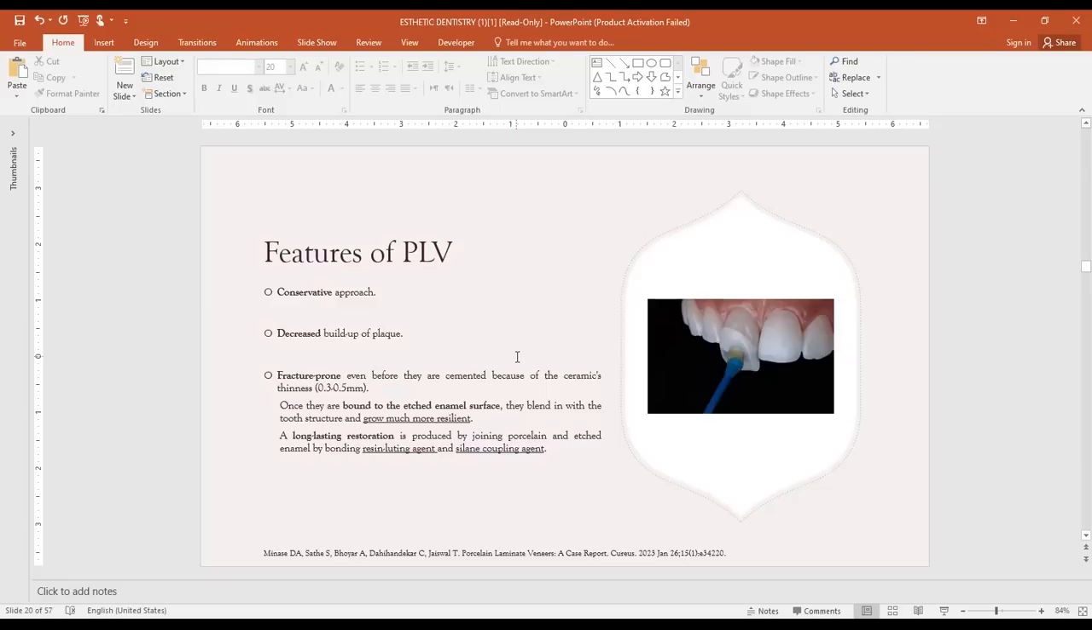Just a quick note, there's a classification on how much dentine versus enamel is exposed to the veneer. So if you can find that reference, it would be beautiful. It's just a quick thing.